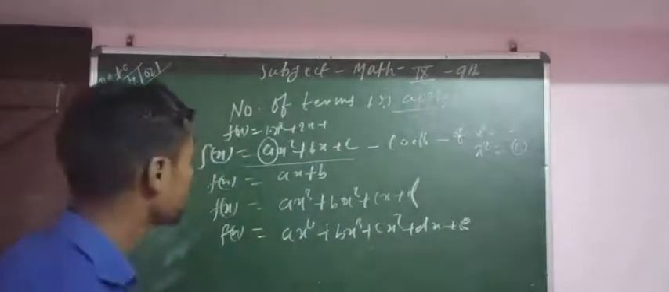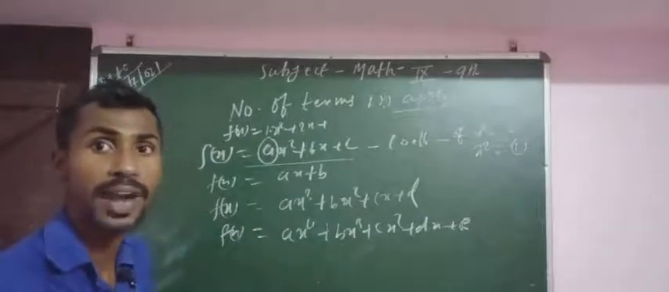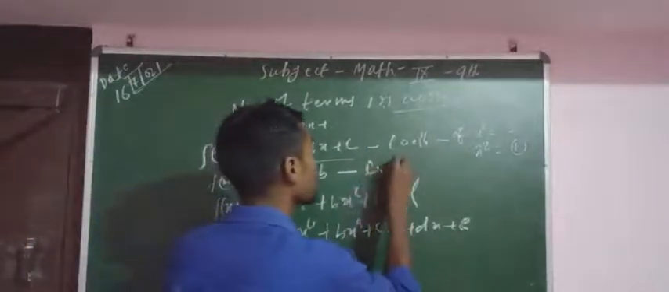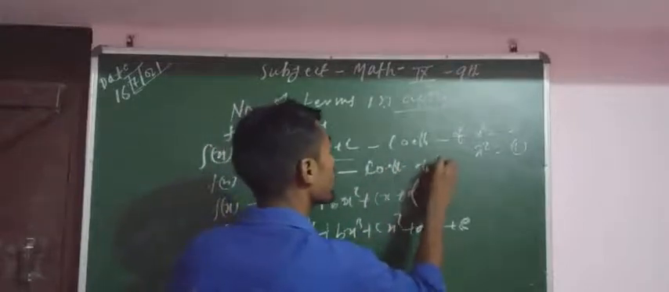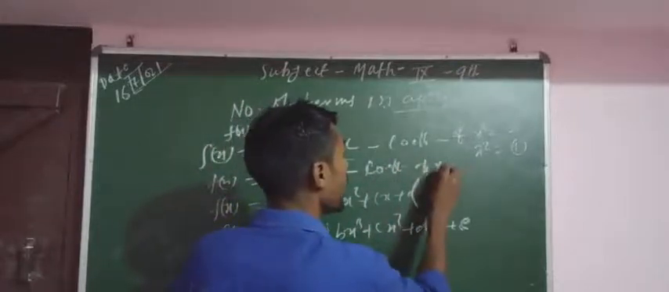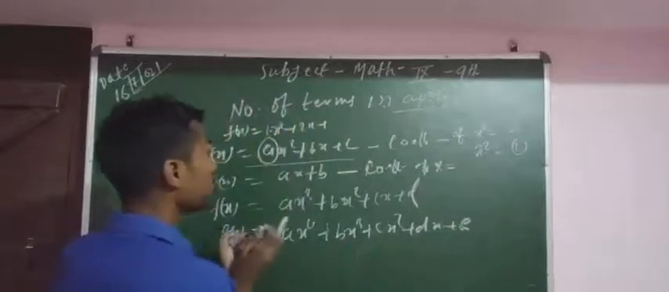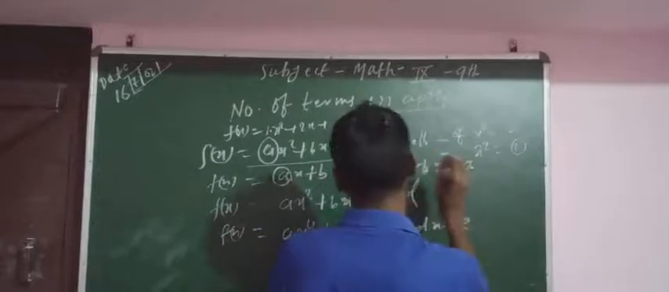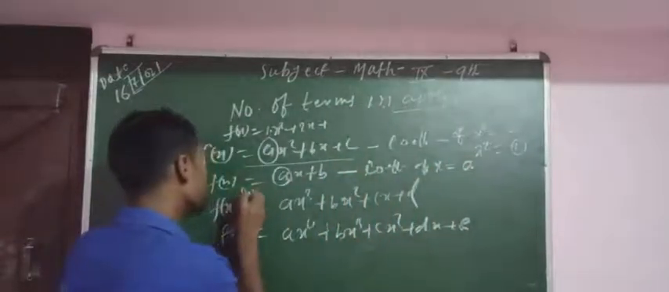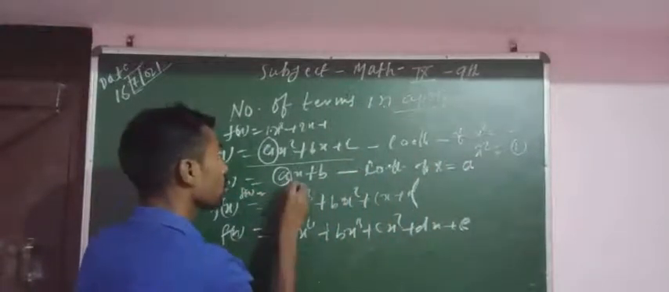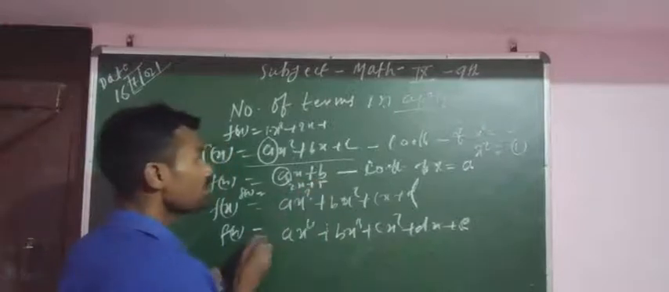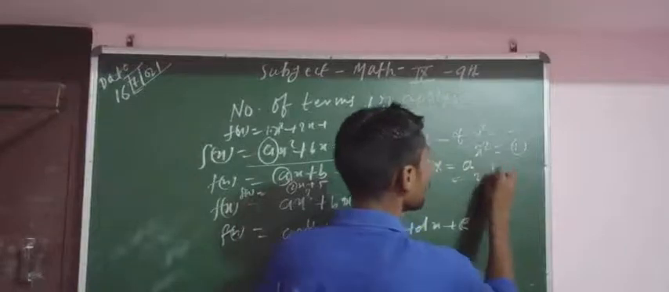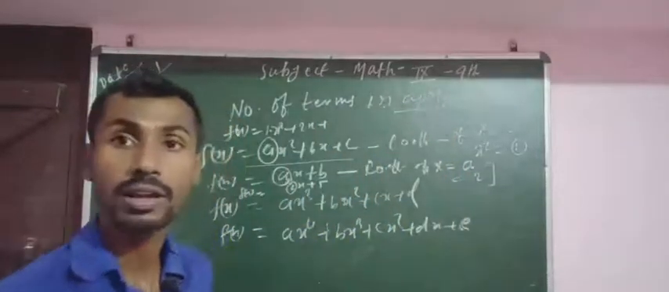Suppose the question is: what is the coefficient of x? The coefficient of x means the constant term multiplying x. Suppose f of x equals 2x plus 5. So the coefficient of x equals 2.